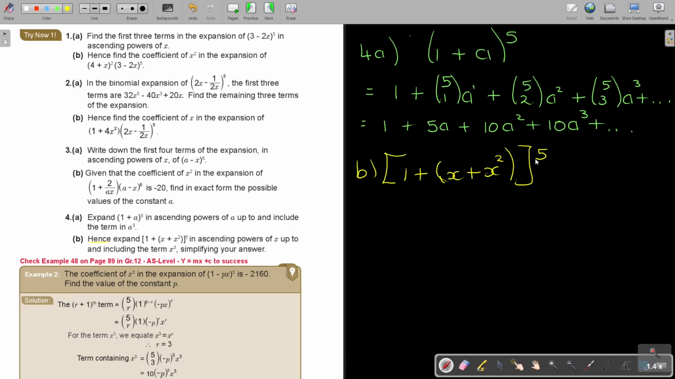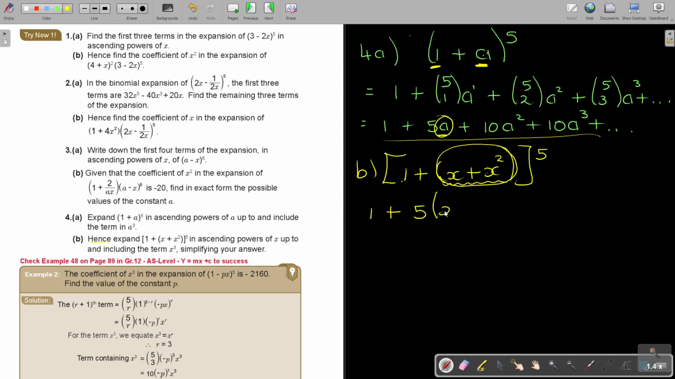Now I'm going to rewrite it, and look how I rewrite it, because this is A. I'm actually rewriting it in that formula. I'm going to say 1 plus 5, but in the place of a, I'm going to use this bracket. Do you see that? Can you see the resemblance? This was a, and now in the place of a, I just use the new bracket.